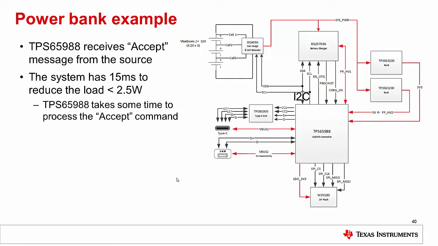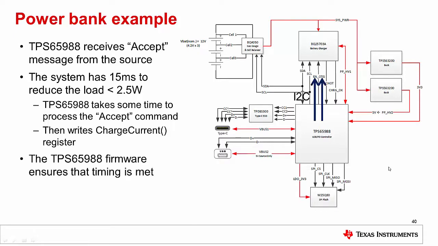In this reference design we're discussing, the PD controller handles those timing requirements. For example, when the power bank is in the sinking mode, the PD controller will receive the accept message from the source, and then it will tell the system to reduce load to less than 2.5 watts. It does that by writing a register over I2C in the battery charger. And then the battery charger will reduce the current being drawn from the source. All of the firmware inside the USB PD controller ensures that this timing is met.